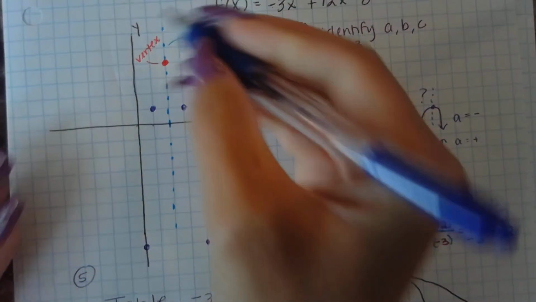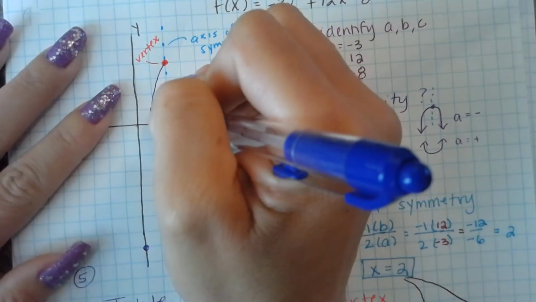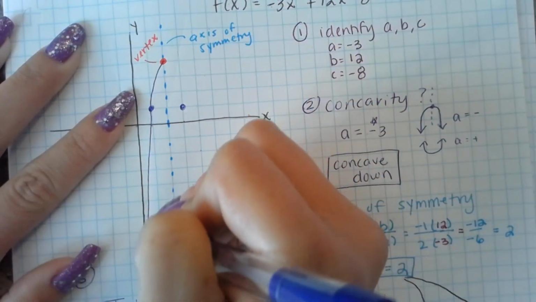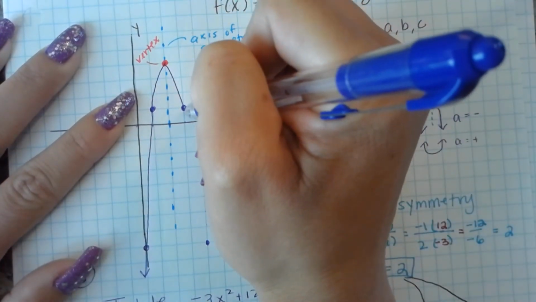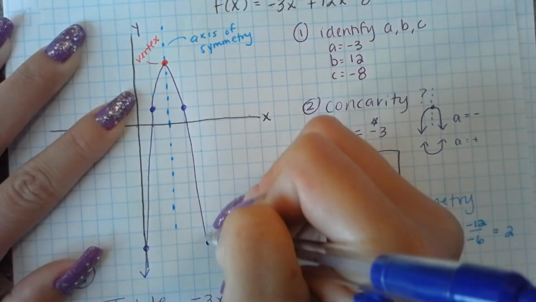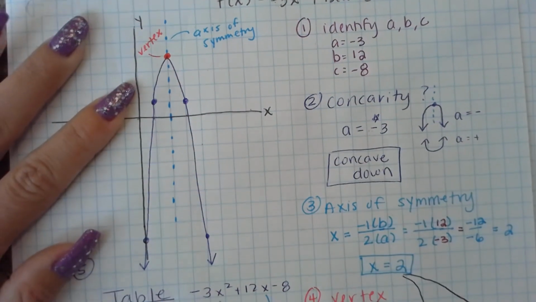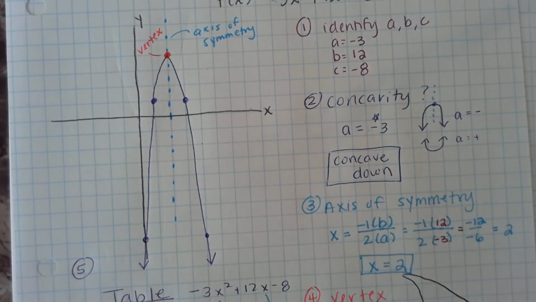So now we're going to go ahead and connect our points like this. And like that. And there you have it. We've just graphed this one right here.